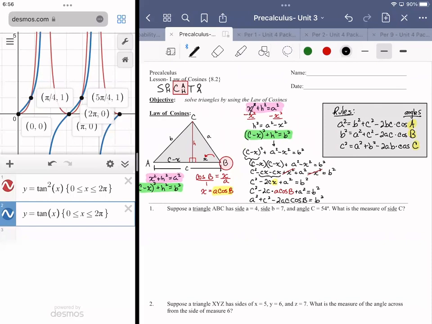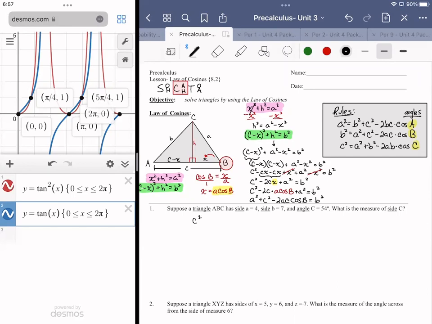Applying it is pretty easy. Number one, suppose a triangle ABC has side a equals 4, b equals 7, and angle C is equal to 54 degrees. What is the measure of side c? Right? So I'm going to use the version of the law of cosines that'll solve for side c.